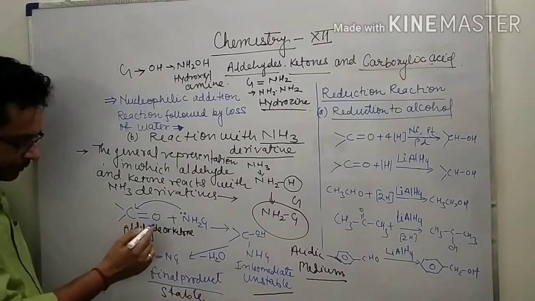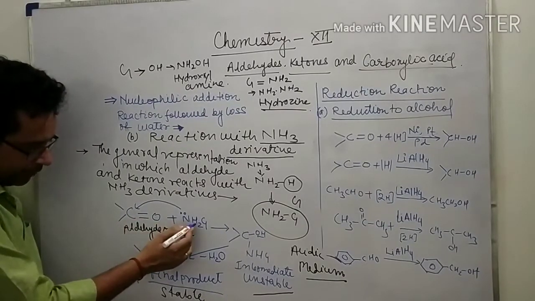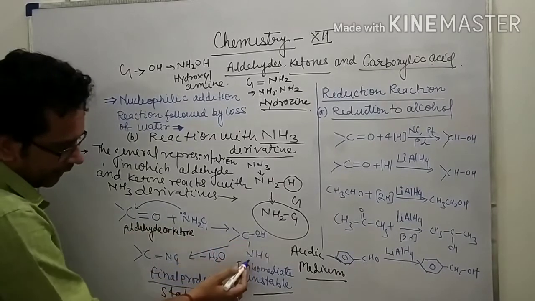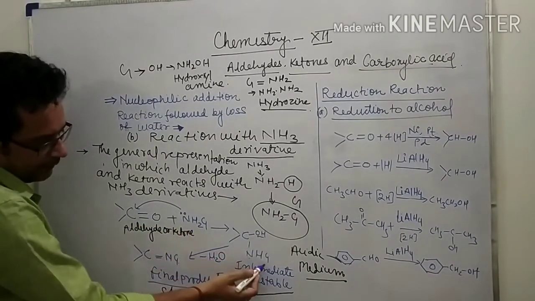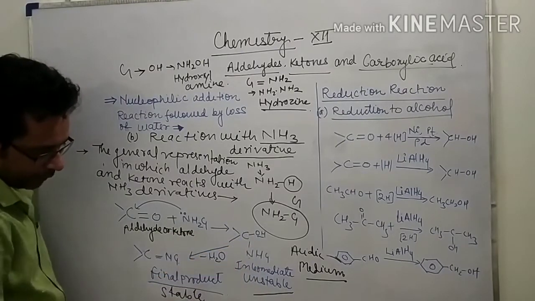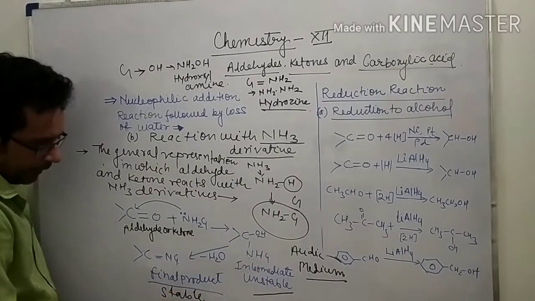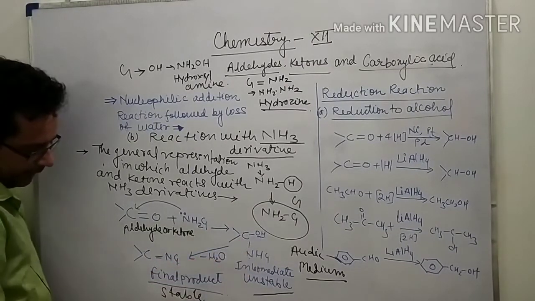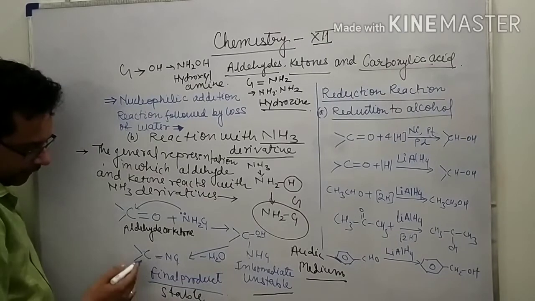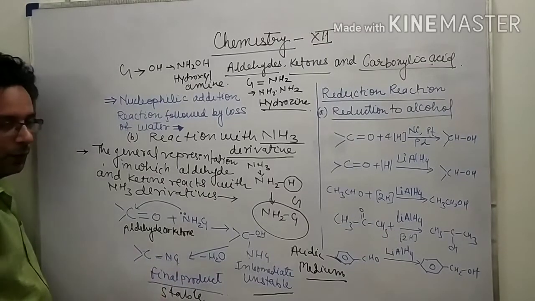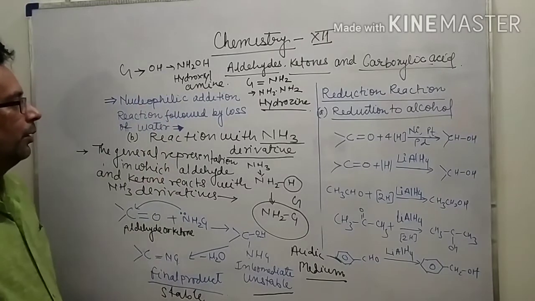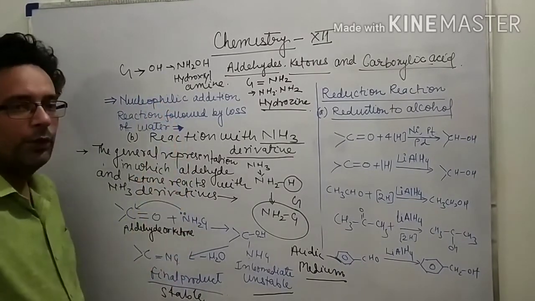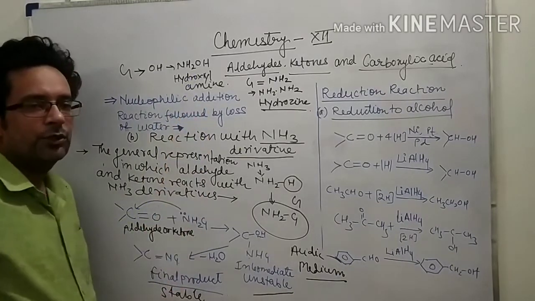Okay, now look here, one hydrogen from this ammonia derivative combines with oxygen OH. So NHG combines with this carbon. Okay, the intermediate is unstable. By losing a water molecule, that is OH and H, there is formation of the final product, that is carbon double bond NG, where G is the group which replaces hydrogen. Okay, if G equals OH group, then the compound is hydroxylamine.